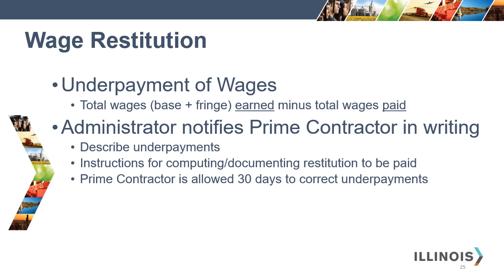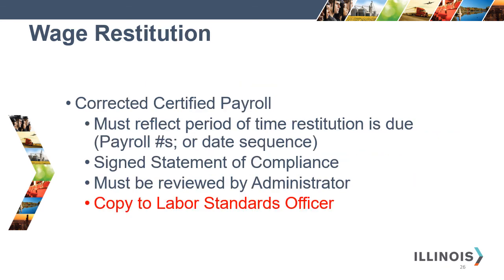If the employer is a subcontractor, the subcontractor will usually make the computation and restitution payments and furnish the required documentation through the prime contractor. When wage restitution is required, there must be a corrected certified payroll. It must reflect the period of time restitution is due, the payroll numbers or date sequence. It must include a signed statement of compliance, and it must be reviewed by the administrator. Please provide a copy to the Labor Standards Officer.